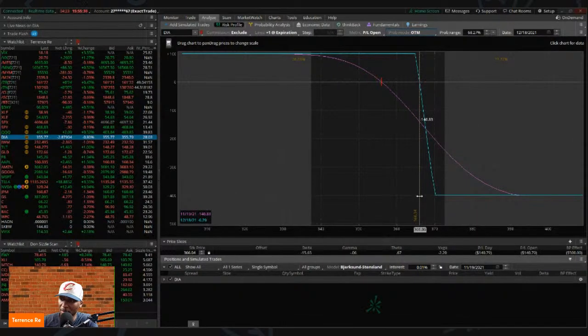Here's my break even at 366, and you just want to see it stay over here. So it's real basic. And then this right here shows my probability, which is even higher if I manage before expiration, which is what I'll do.